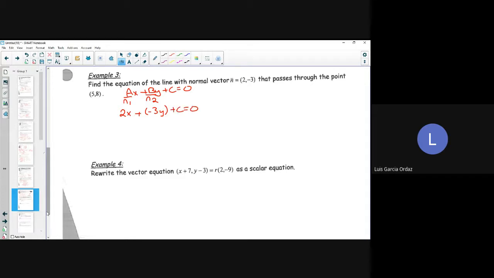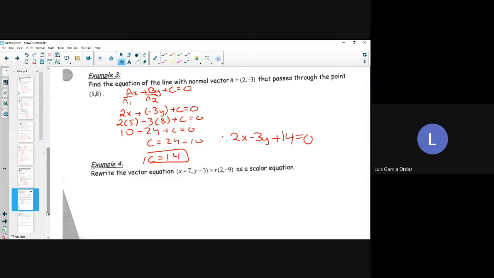And because I have a point already, I can just sub in those points for x and y to get my c. So I get 2 times 5 minus 3 times 8 plus c is equal to 0. So I got 10 minus 24 plus c is equal to 0. So c is equal to 24 minus 10, which means my c is equal to 14. Therefore, my equation is 2x minus 3y plus 14 is equal to 0.